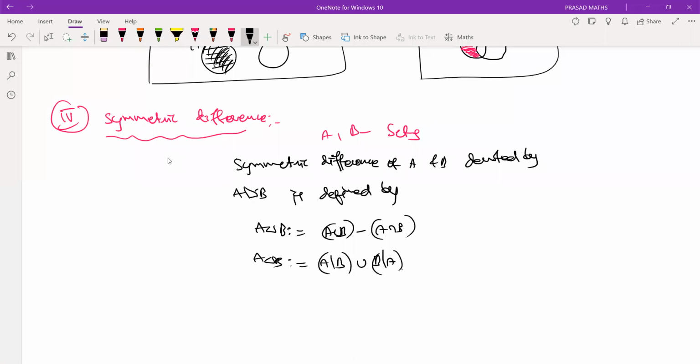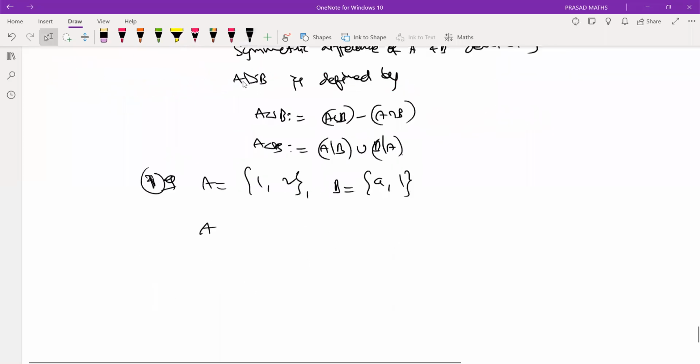Suppose they are overlapping sets. You need to give a counterexample. First, you need to take an example. For understanding purposes, I am taking two simple sets. Suppose A is 1, 2 and B is 1, 3. So what is A delta B? A minus B means 2, and B minus A is the elements which are in B but not in A.